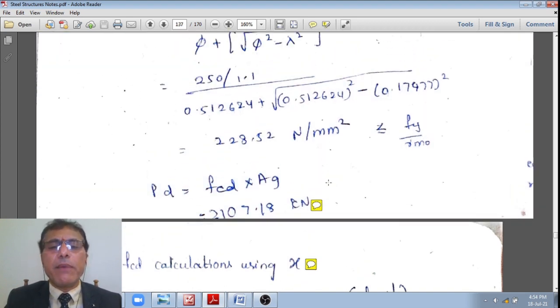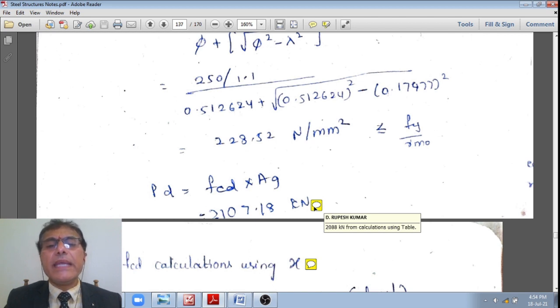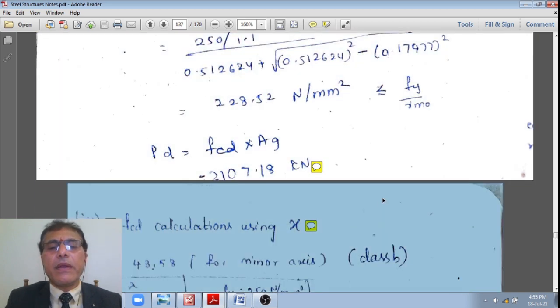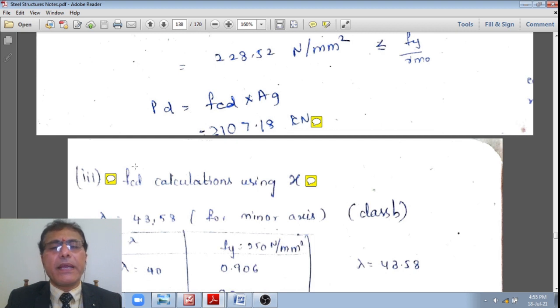This is using the formula given in IS 800, whereas using table 9A, what we calculated in the previous subheading is approximately 2088. Therefore, hardly there is any error. 19.18 kilonewton is the error, as against a base value of approximately 2100. This 20 divided by 2100 is hardly a 0.1% error, which is negligible and can be neglected.